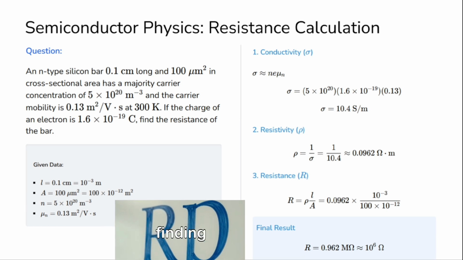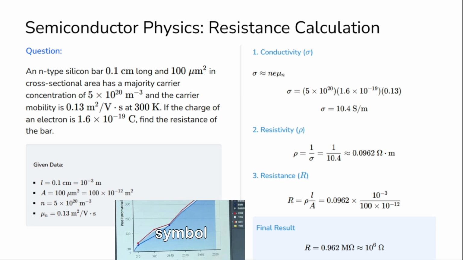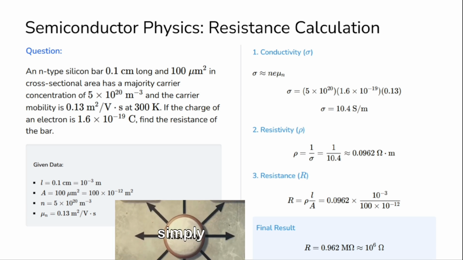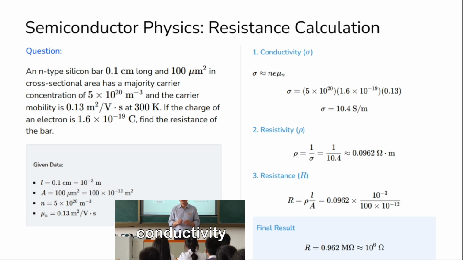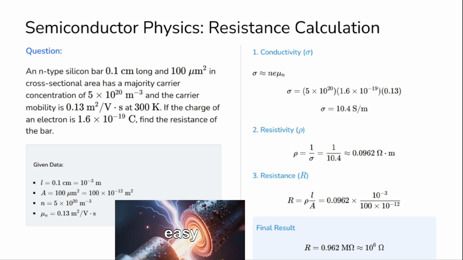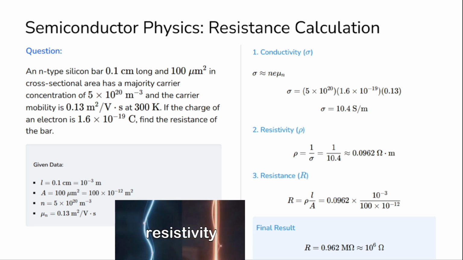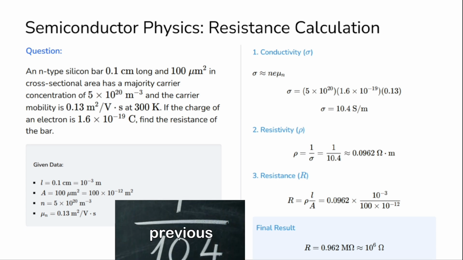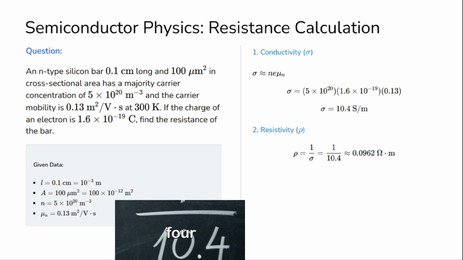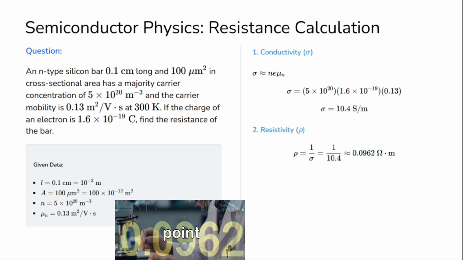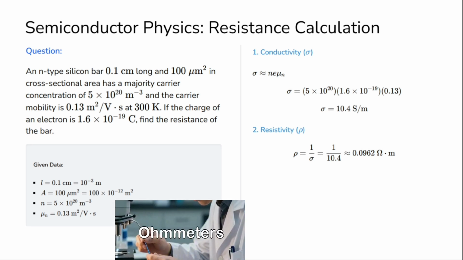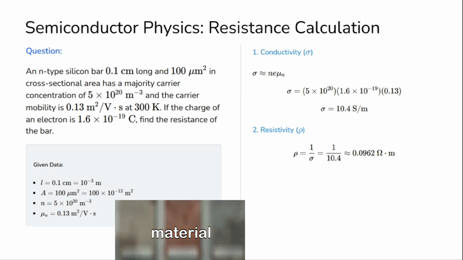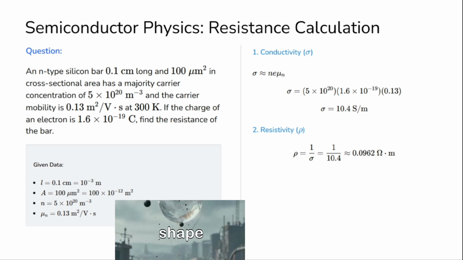Step 2 is finding the resistivity denoted by the Greek symbol ρ. Resistivity is simply the mathematical inverse of conductivity. While conductivity measures how easy it is for current to flow, resistivity measures how much the material resists that flow. To find it, we divide 1 by our previous answer of 10.4. This gives us approximately 0.0962 ohm-meters. This is a characteristic of the material itself, regardless of its shape.